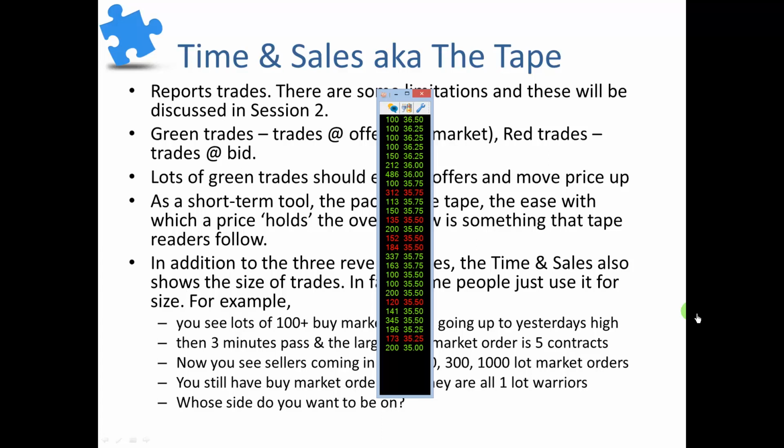And then we've ticked up, 36.50. And then you'll see some more big ones come in and we'll move up. And then some more big ones come in and we'll move up. And what you'll see after a while, in fact, what we can see right now, is that we've got these large traders here, 486 at 36, all the way up to 36.50.